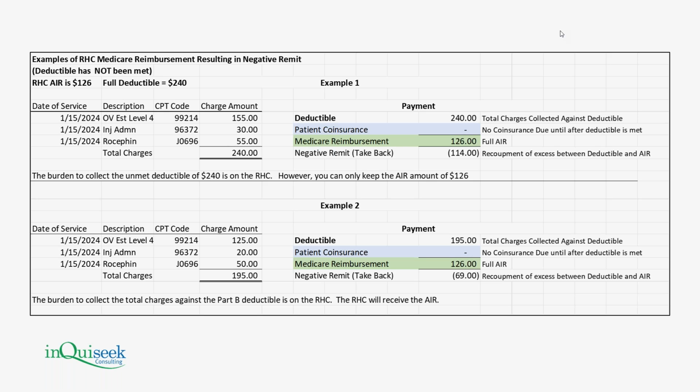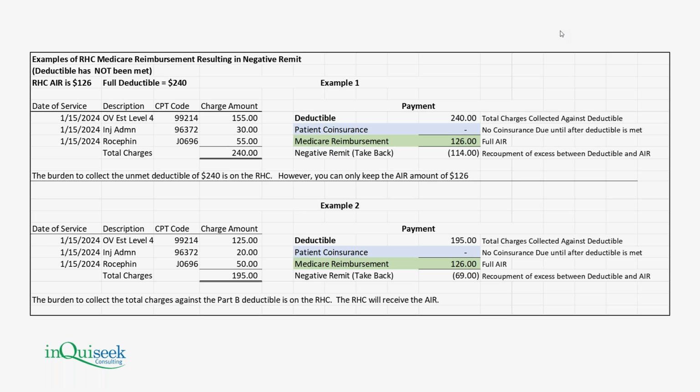So in our second example, our charges are $195. So the entire $195 is going to be collected against the deductible. It's not going to meet the full deductible, but it is going to be put against the deductible. Again, because the deductible has not been met, there will be no co-insurance. But again, we can only keep our all-inclusive rate. So in this example, our take back is less because our charges are less.